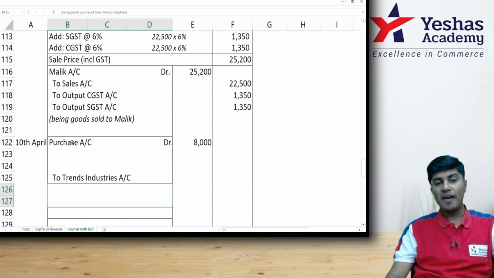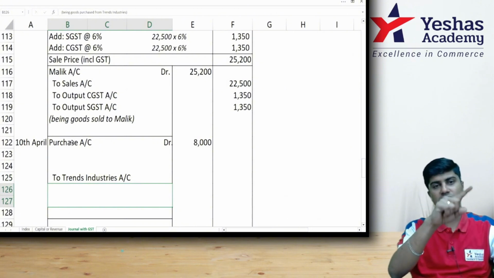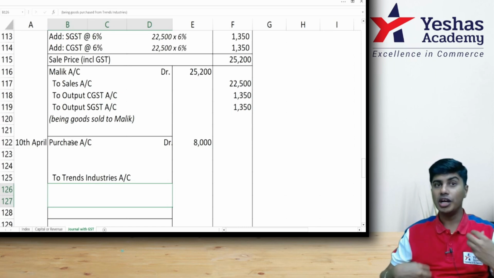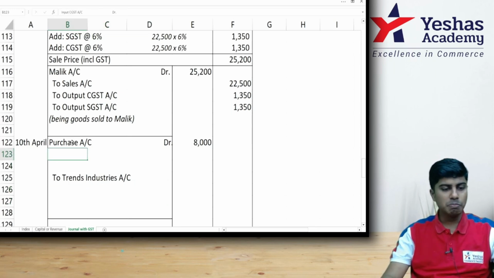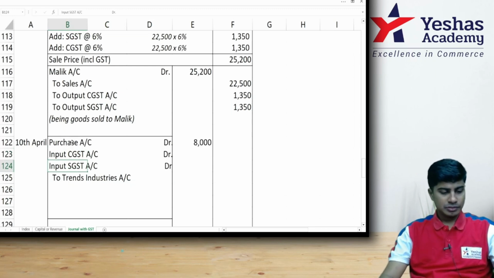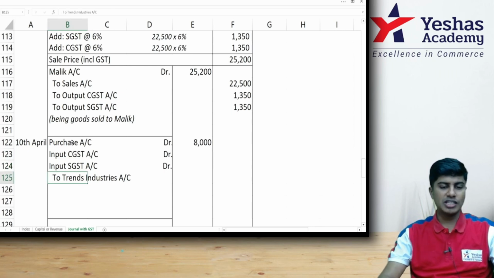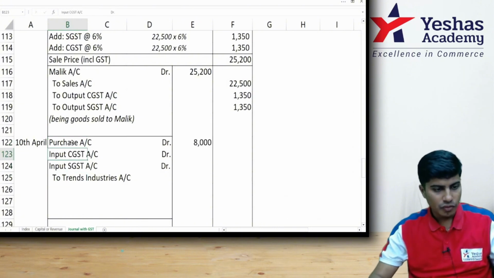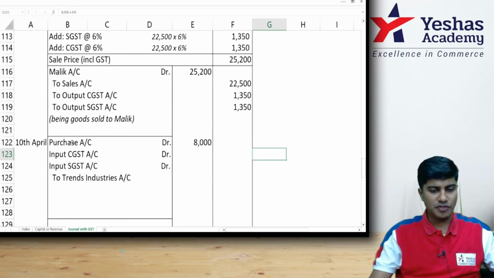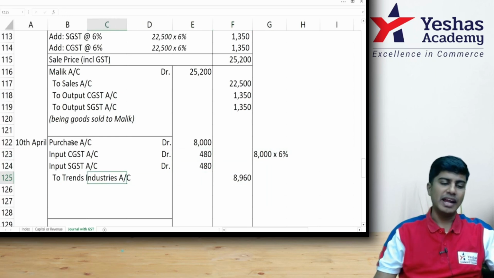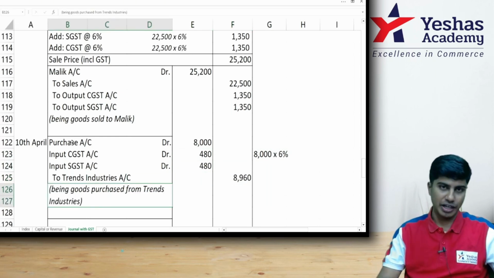This GST I have paid to Trend Industries, and Trend Industries will pay it to the government. So I can claim this as input. This is something that I've already paid to Trend. So this will become input CGST and input SGST. So this is GST arising on the goods taken into the organization. What is the amount? It is to the extent of 6%. 8,000 into 6% is 480, 480. Put them together, 8,960 is what I owe to Trend Industries.